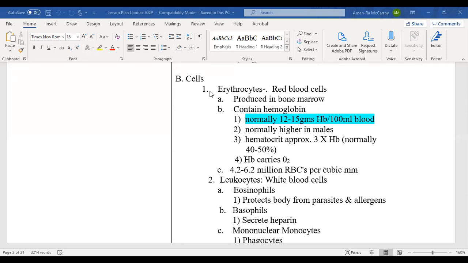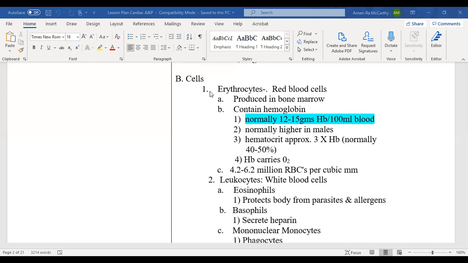I just said. I'm not trying to trick you guys. I'm just making you say it back to me. 12 to 15 grams, okay? Normal hemoglobin is 12 to 15 grams. It's usually higher in males than it is in women.